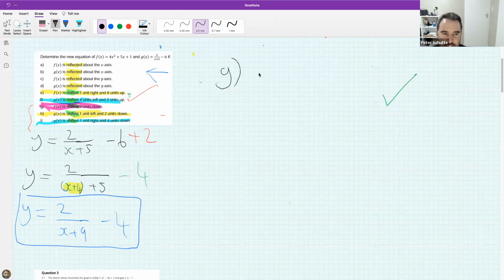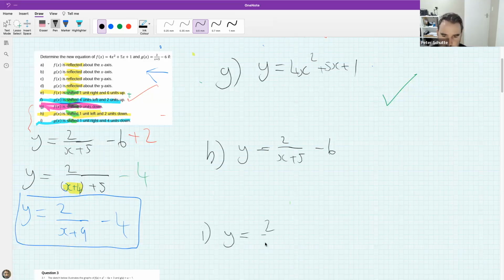So what is G going to be? So moving it down by 9 units, that should just be 4x squared plus 5x minus 8. So that's a nice easy one.